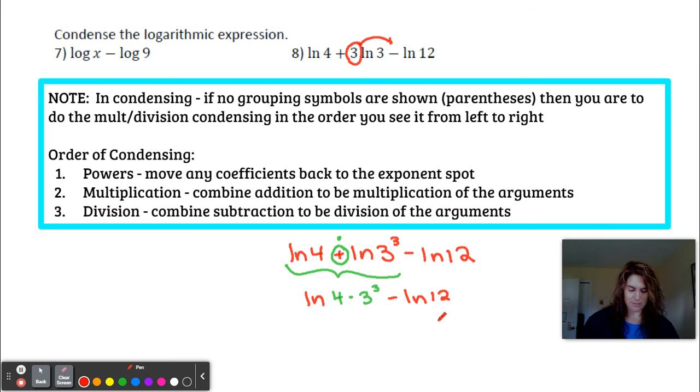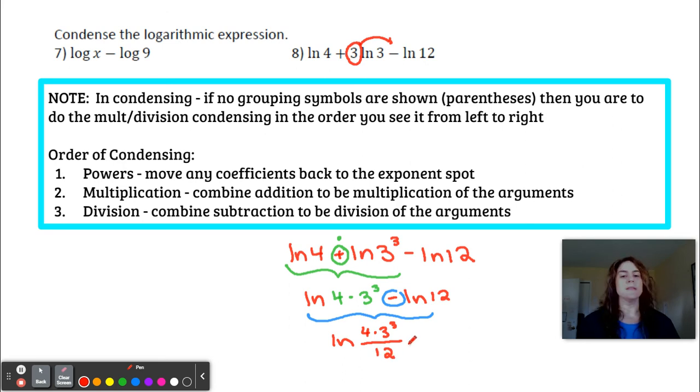Then from here, I'm going to do the subtraction component, right? I see this is subtracted. So I'm going to take that and make it a division problem. So ln of 4 times 3 to the 3rd, that's my numerator because that came first, over 12. And then the last thing I would do would be to simplify that. And in the end, this does come out to ln of 9.